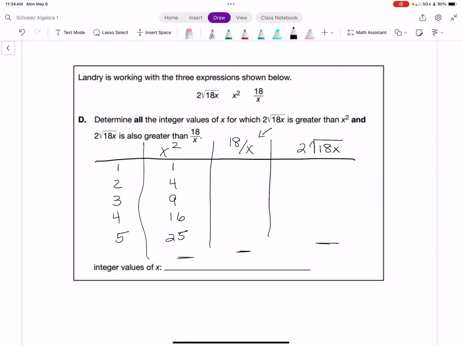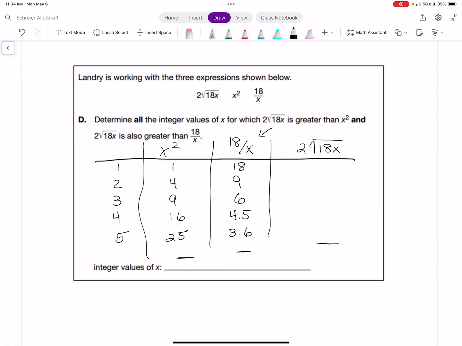Let's use the same values with 18 divided by x. So 18 divided by 1 is 18. 18 divided by 2 is 9. 18 divided by 3 is 6. 18 divided by 4 is 4.5. And 18 divided by 5 is 3.6. Now let's get all these same x values for 2 root 18x.